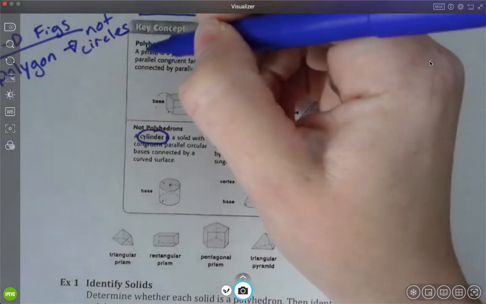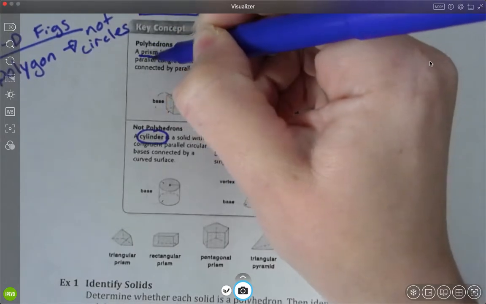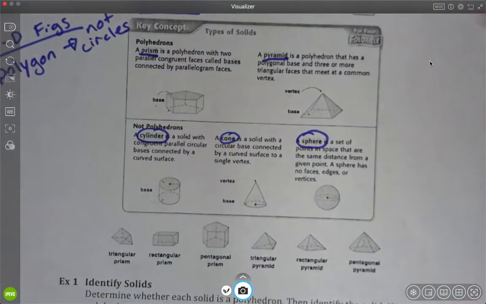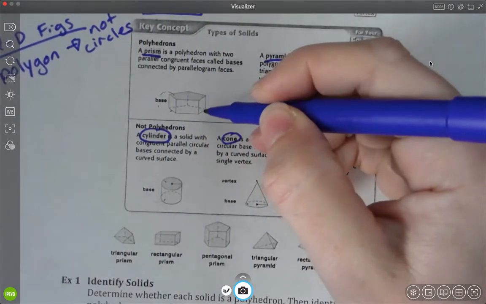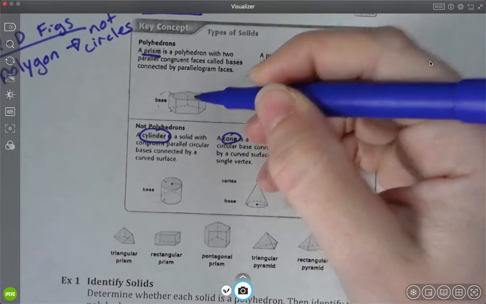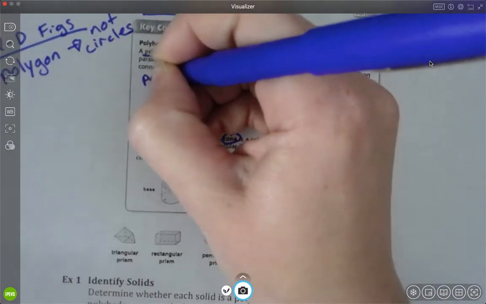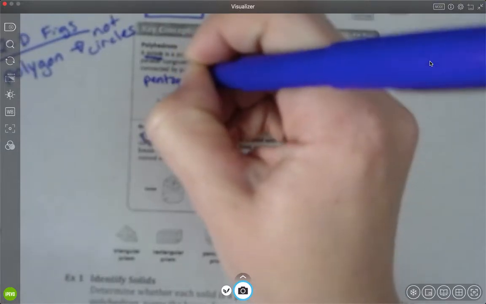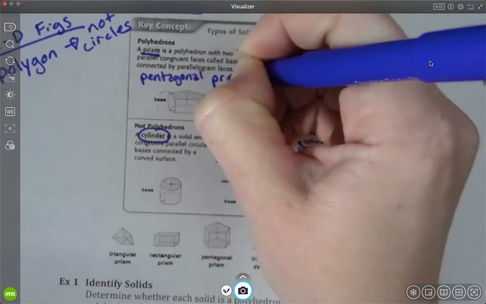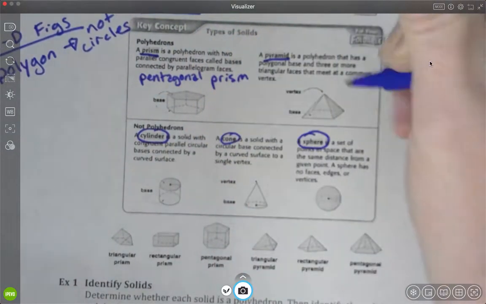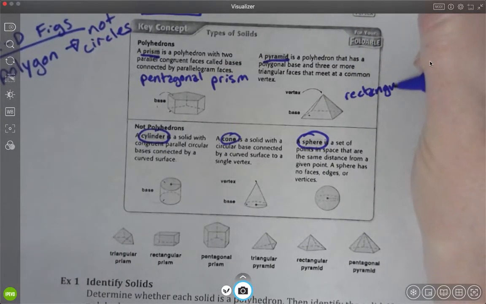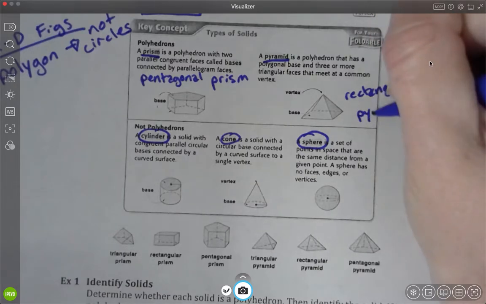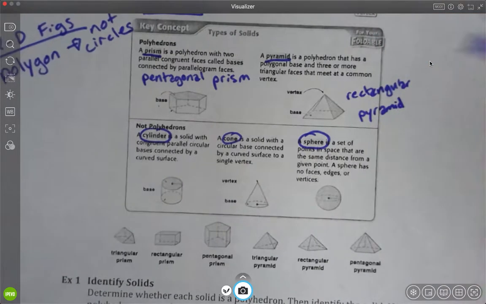But polyhedrons are 2 different types. They are prisms or they are pyramids. So, let's talk about prisms versus pyramids. This is a prism, by the way. He is a pentagonal prism. And this guy is a rectangular pyramid, because they are named by their bases.